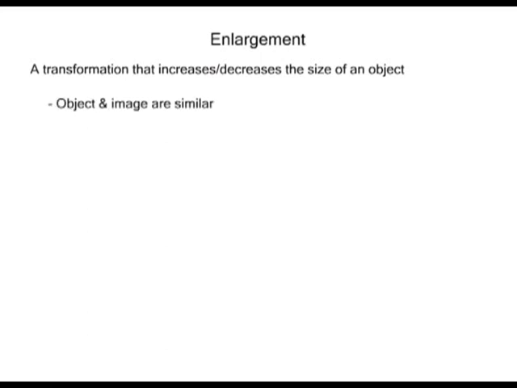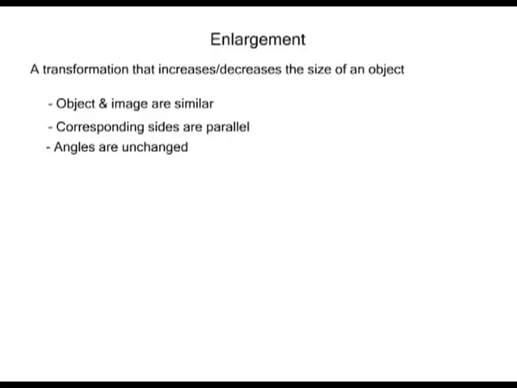Now, enlargement. An enlargement is a transformation which increases or decreases the size of an object. Under an enlargement, the object and its image are similar. Corresponding sides on the object and image are parallel, and angles remain the same.